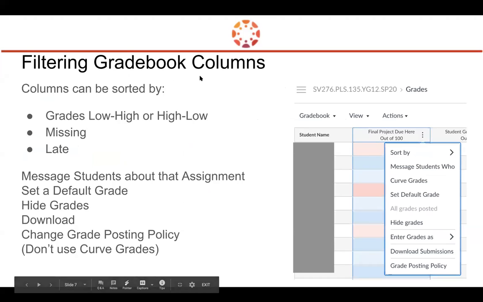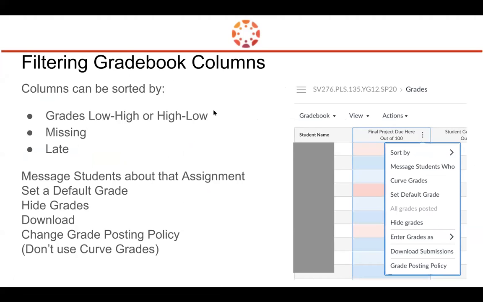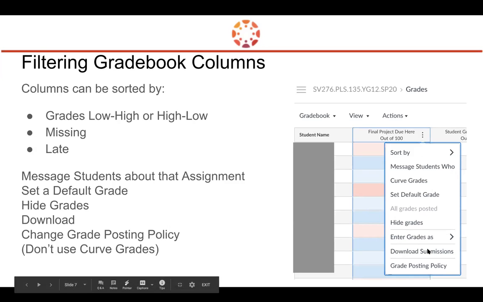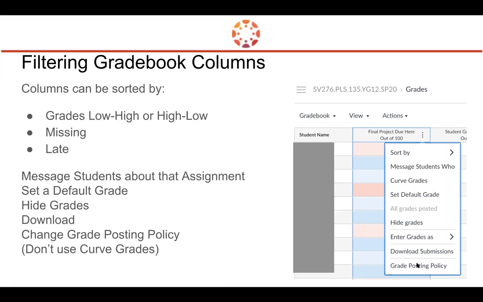Okay, you can also filter your gradebook columns themselves. Columns can be sorted by grades, low to high, high to low, by missing, and by late status. And you can message students from the column menu for that particular assignment. You can set a default grade for that particular assignment, which we'll talk about in a minute. You can hide grades, which we'll also talk about, and change grades from points to percentages or vice versa. You can download all of the submissions for this particular assignment, and you can change the grade posting policy for your course.